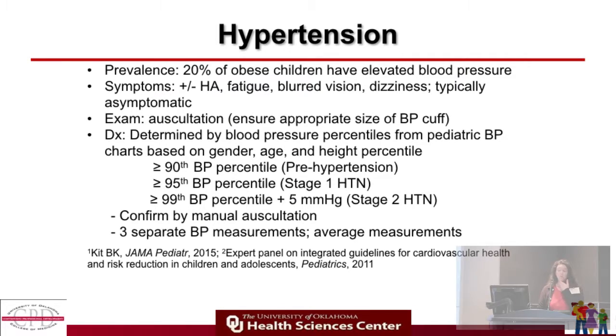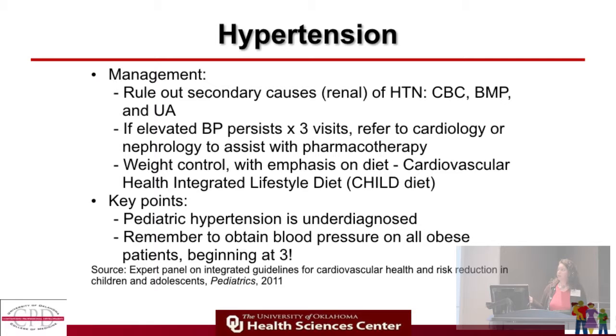If it is high, you want to rule out secondary causes. This is particularly true if it's stage 2, but I also do it for stage 1, especially if they're prepubertal. Then I will go ahead and look at secondary causes. I'll just get a CBC, a BMP, and a UA real quick. Now, if it persists and I'm having continued elevated blood pressures, then the recommendation is to refer to cardiology or nephrology or whoever your resource is to assist with pharmacology.